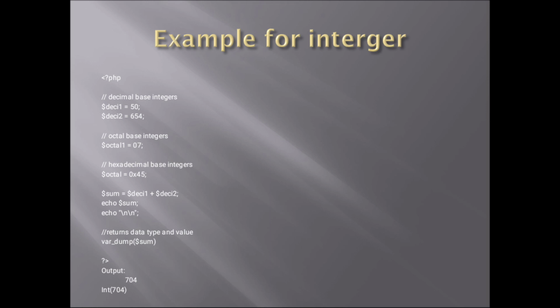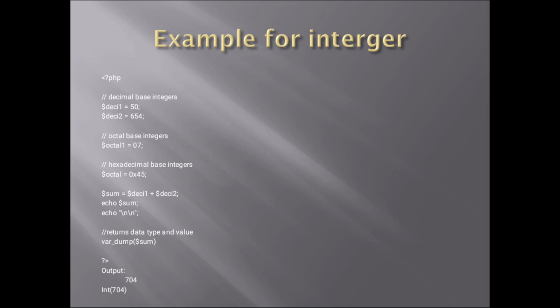Next, we want to add decimal 1 and decimal 2, and only then will we get the sum. We want to print the sum. In PHP, for a printing statement we use echo dollar sum. Next, for a new line, so that we print one by one, echo with the slash n means a new line.